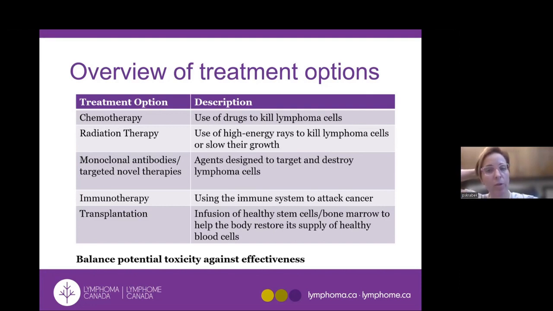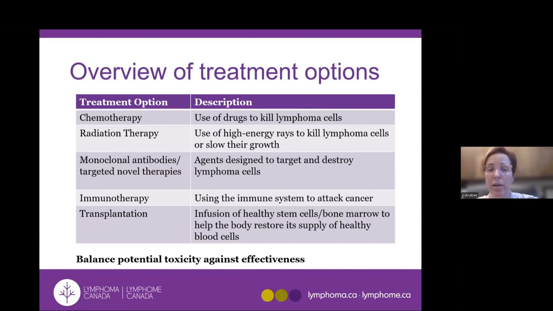Radiation therapy uses high energy rays to kill lymphoma cells. Especially in follicular lymphoma, you can give a very low dose radiation and it can be very effective. The problem is that follicular lymphoma is usually widespread, so it's usually stage 3 or 4, and so it has limited use because we can't radiate the whole body. But for patients who have disease that's just in one spot, or if we're looking to just control symptoms from a single spot, it can be very useful.